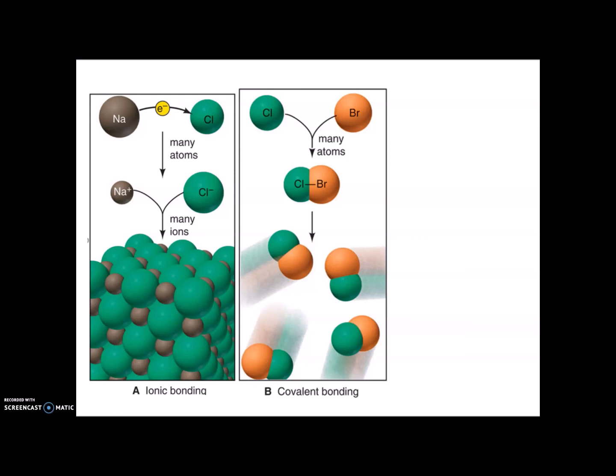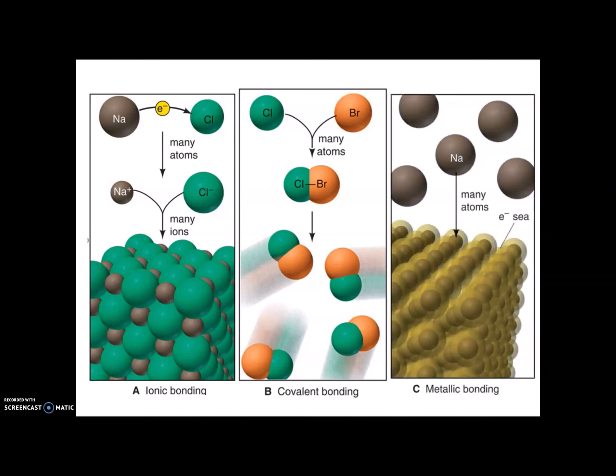So if we know something about when a metal bonds to a nonmetal, and we know something about what happens when two or more nonmetals bond together, you might be wondering, well, what happens if two or more metals bond together? Well, this is where it gets a little bit weird. Metals don't hold on to their electrons strongly at all. In fact, it's a very, very weak electronegativity for any of the metals.